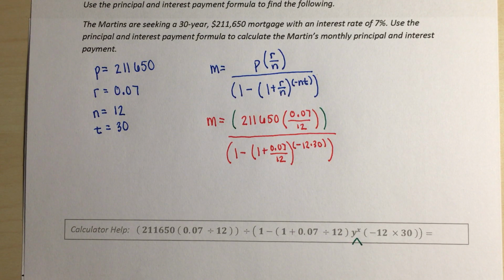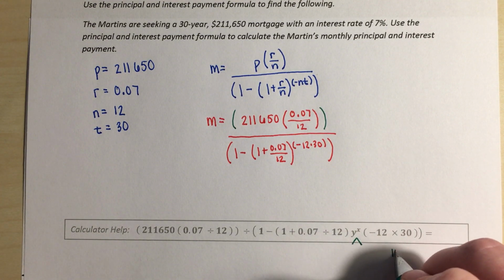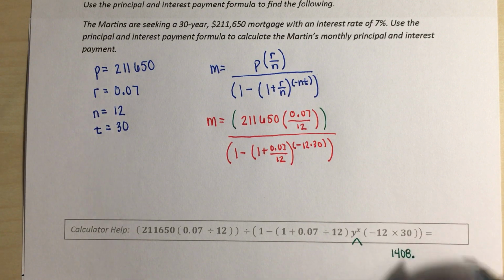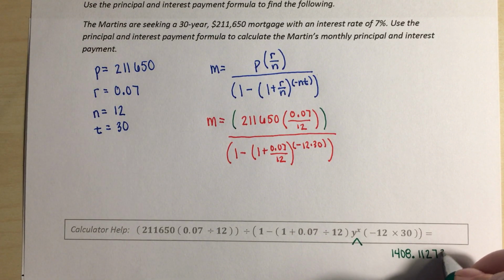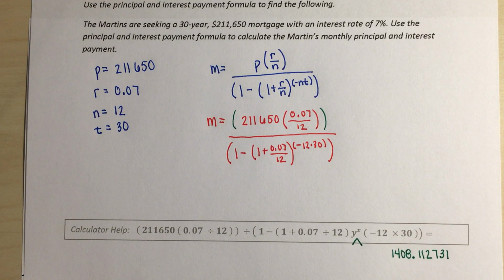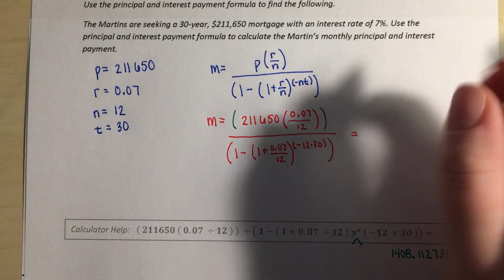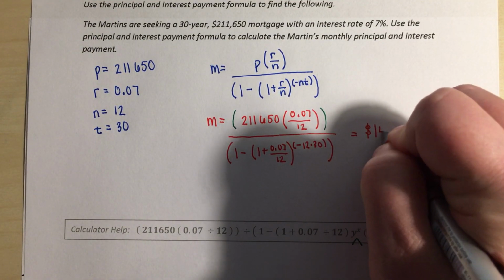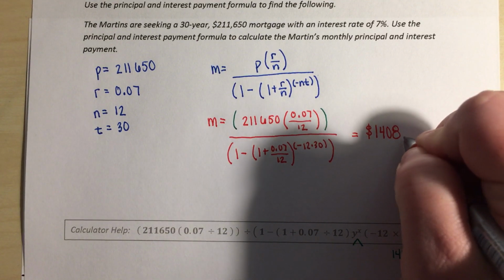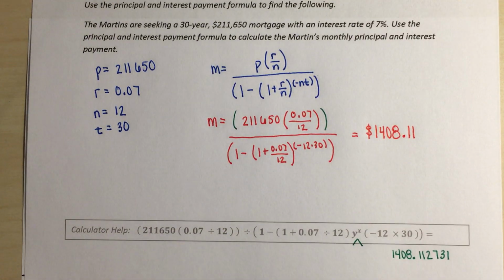And when we plug this into a calculator, we get 1408.112731. As with most problems in this chapter, we're rounding to our nearest penny. So our monthly payment, in this case for the Martins, is $1,408.11. Same formula as we saw in section 10.3, or excuse me, 10.4.